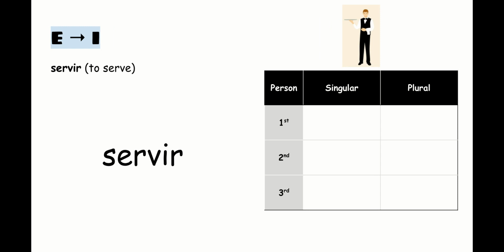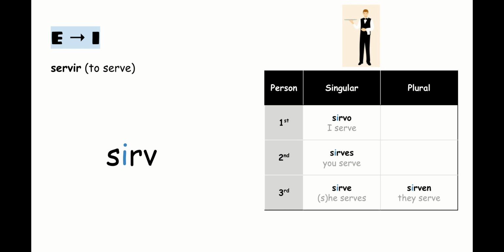Finally, we've got our E to I verbs like servir, which means to serve. So we're going to find our stem, find the last vowel, which is the E, and we will change that E to an I because it's an E to I stem changer, and we can start conjugating. Servir is an IR verb, so we're going to use our IR endings. So sirvo, sirves, sirve, sirven. And then to do nosotros and vosotros, change it back to normal and say servimos and servís.